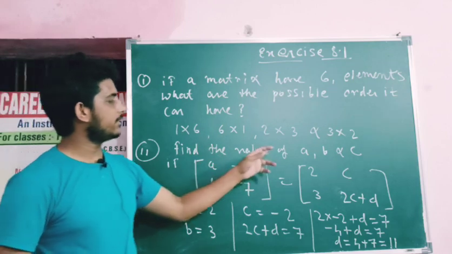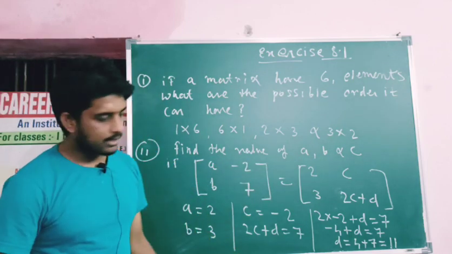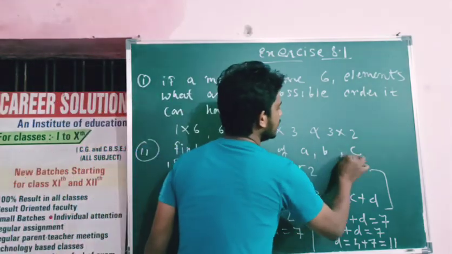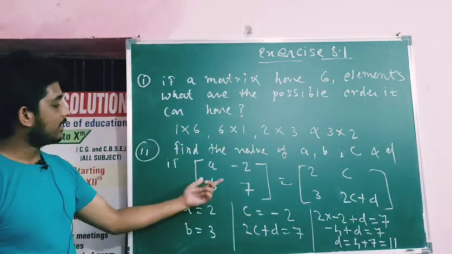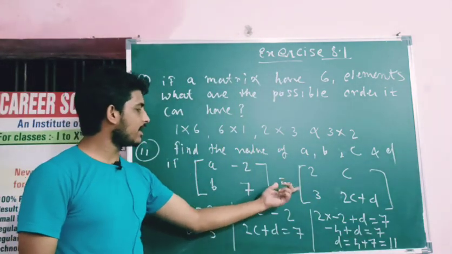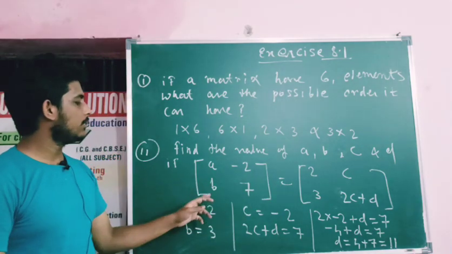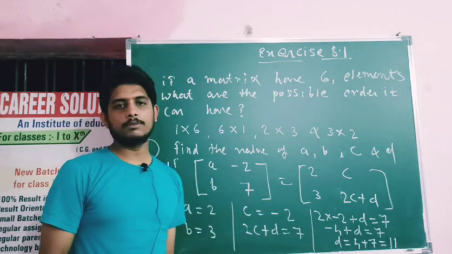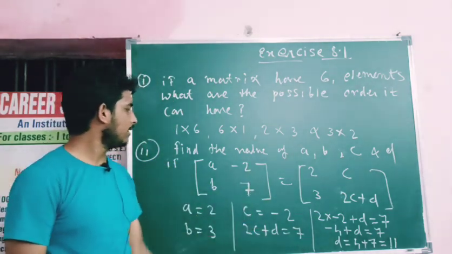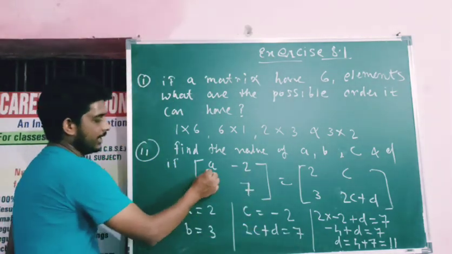Now there is a second question. Find the values of a, b, c and d, if the two matrices are equal: [a minus 2, b; 7, 2c] equals [3, 2c plus d]. There are two matrices which are equal. So what is the place of a?